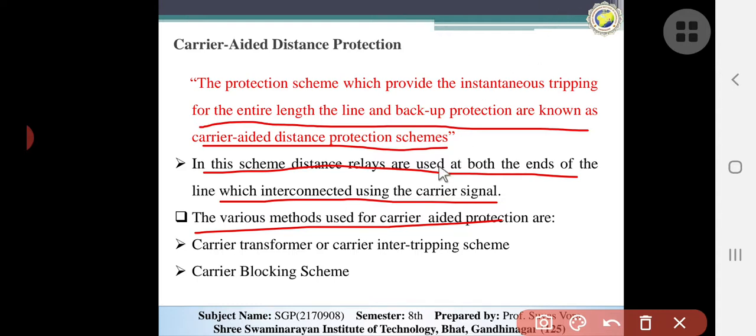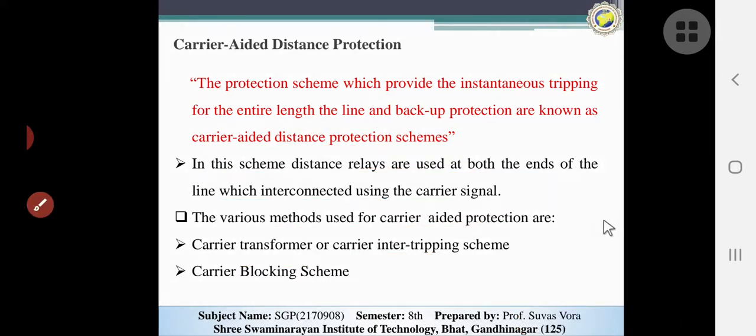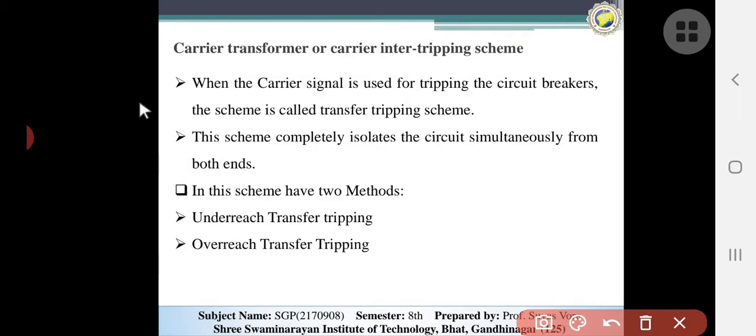There are two main protection systems. The first one is the carrier transfer tripping, also called the carrier inter-tripping scheme, and the carrier blocking scheme. This one is basically the scheme of phasor comparison and direct comparison methods. So let us start with the topic of the carrier transfer tripping or carrier inter-tripping scheme.